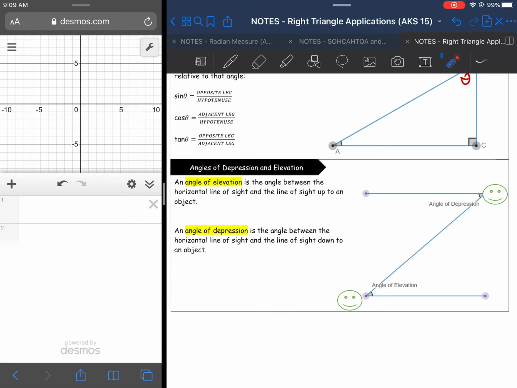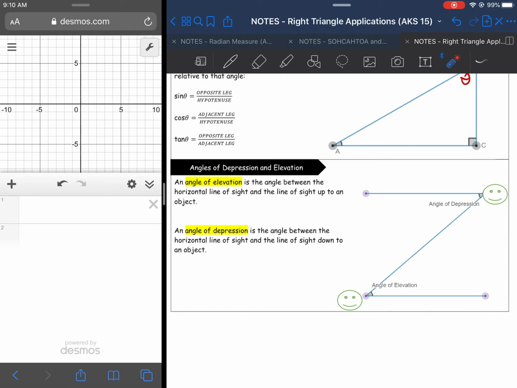The first definition is angle of elevation. An angle of elevation is the angle between the horizontal line of sight and the line of sight up to an object. So let's say that this person right here is looking up to this person right here. Then this angle would be the angle of elevation.